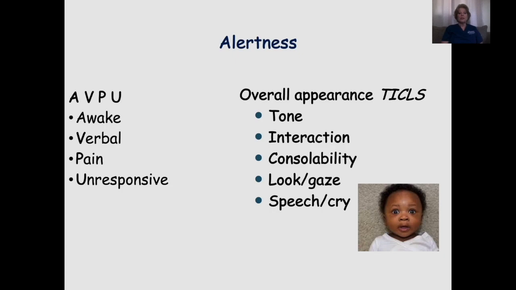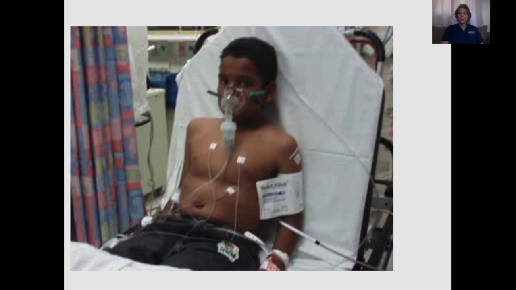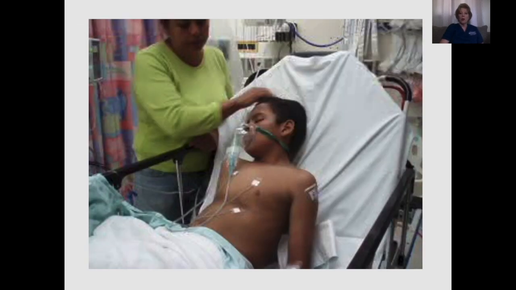Another way to assess that is the tickles. The overall appearance is what his tone is, his interaction. So again, you have to have some kind of interaction or observe his interaction with his mom. What's his consolability? We'll discuss in a little bit the inconsolable child. What's his look or gaze, and what's his speech or cry? So this child, as we're assessing him as primary airway alertness assessment, looks pretty good. He's watching you. He's got his eyes right on you. The point being, this is an ongoing assessment. This whole series that we're talking about, it's ongoing. Because if you walk in and now 20 minutes later you see this child is tiring out, that's very concerning.